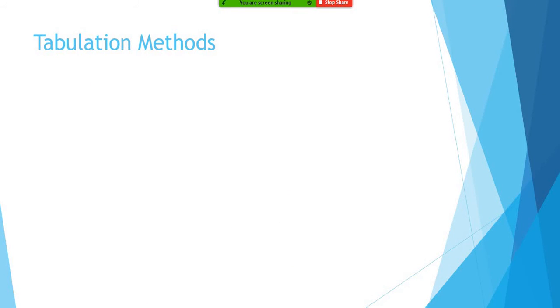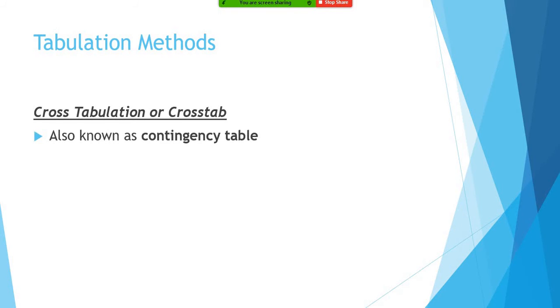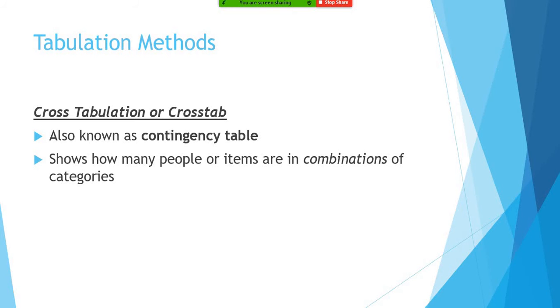Another tabulation method is cross-tabulation or cross-tab. It is also known as a contingency table. Cross-tab shows how many people or items are in combinations of categories, and these are usually used for qualitative data.